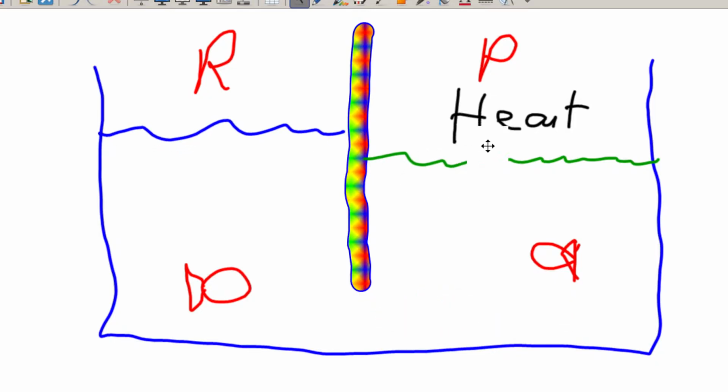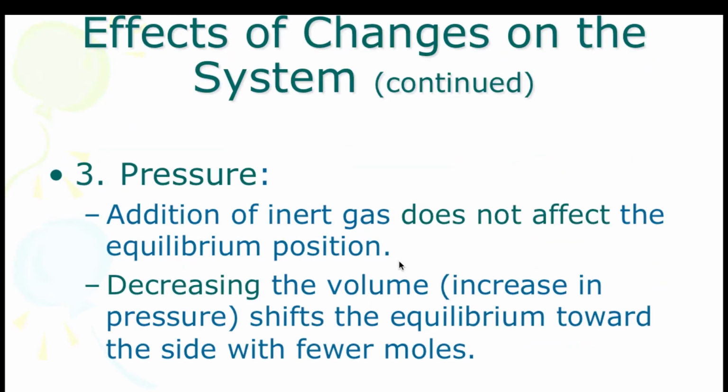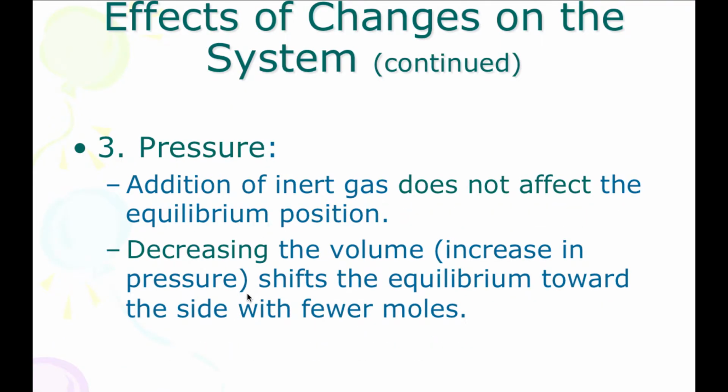So heat is just like anything else. Heat will make it change equilibrium. So if you ever add an inert gas, and this is something to make sure you star in your notes, anytime you add an inert gas, what does it do to the equilibrium position? Nothing. It's like adding another fish to the fish tank. So if I added a fish, it doesn't do anything to the level of water.